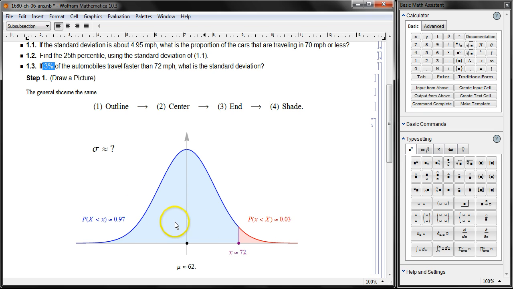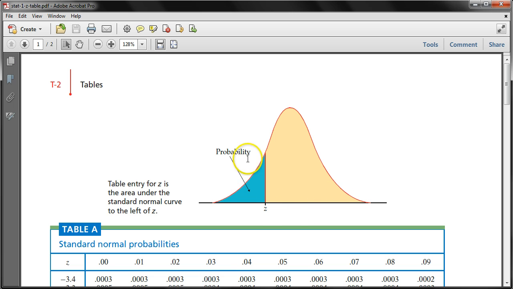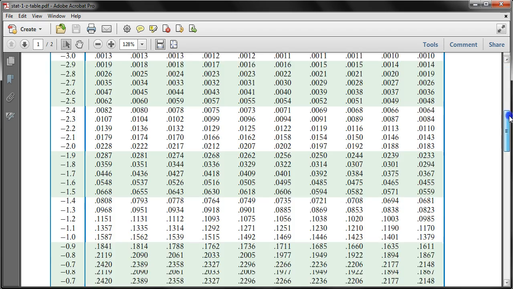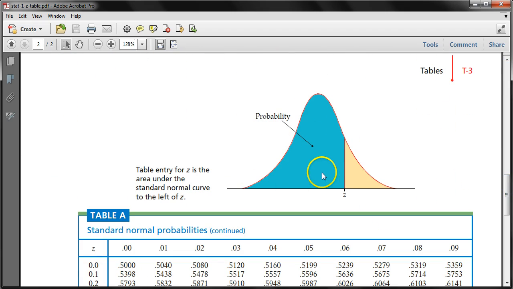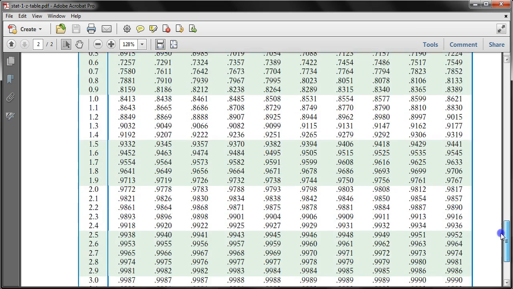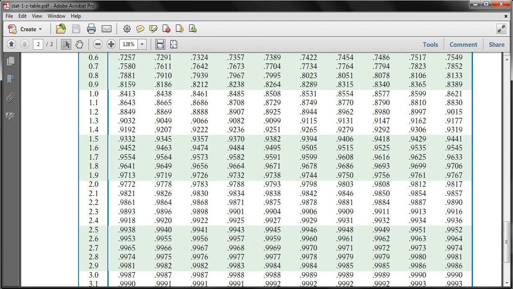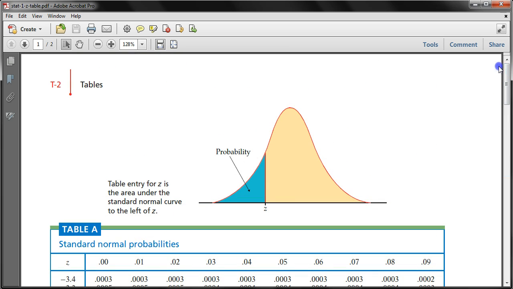Consequently, the left hand side is what? 0.97, isn't it? Yes. And that left hand side is important because your normal table is based upon the left hand side. Let me show you that normal table again. You see this picture here? Shaded to the left. Shaded to the left. So all the numbers here are based upon shading toward your left.